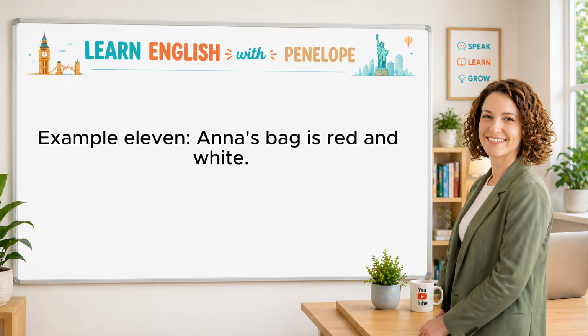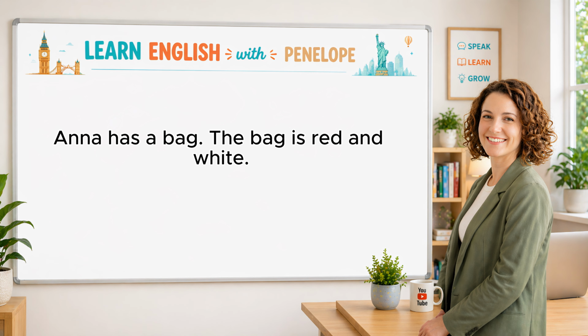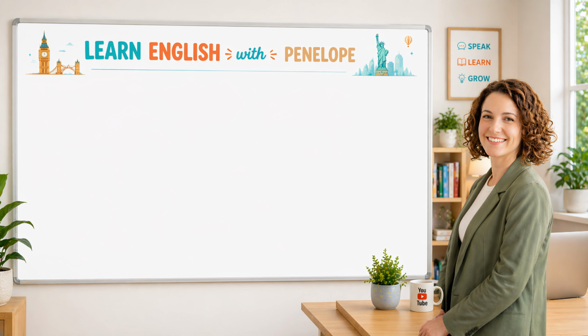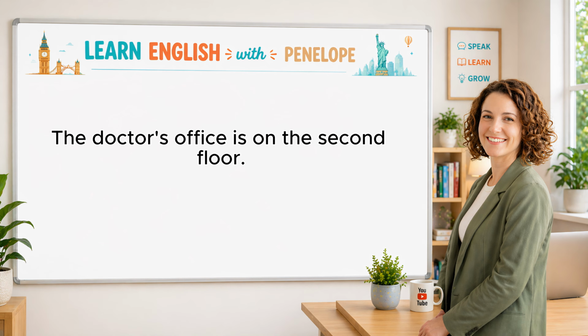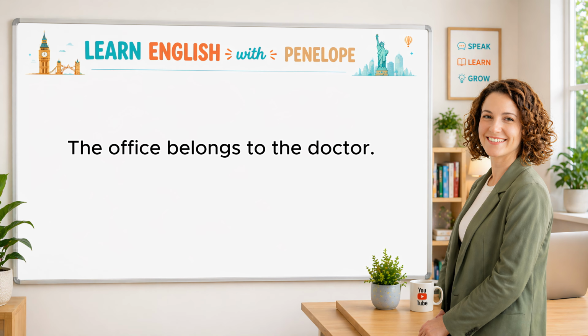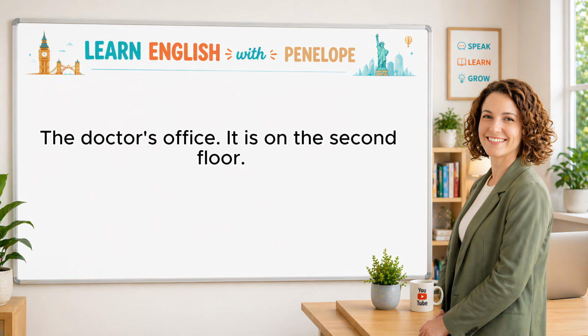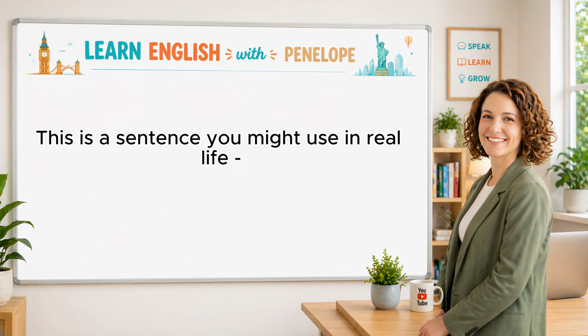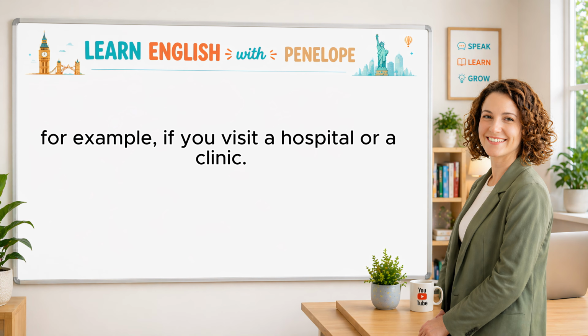Example 11. Anna's bag is red and white. Anna has a bag. The bag is red and white. We say Anna's bag because the bag belongs to Anna. Anna's bag. Example 12. The doctor's office is on the second floor. The office belongs to the doctor. It is on the second floor. This is a sentence you might use in real life. For example, if you visit a hospital or a clinic.